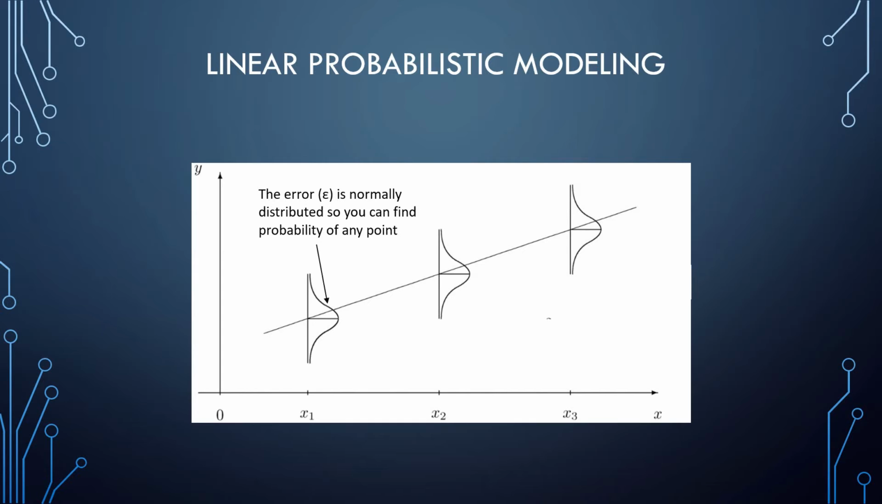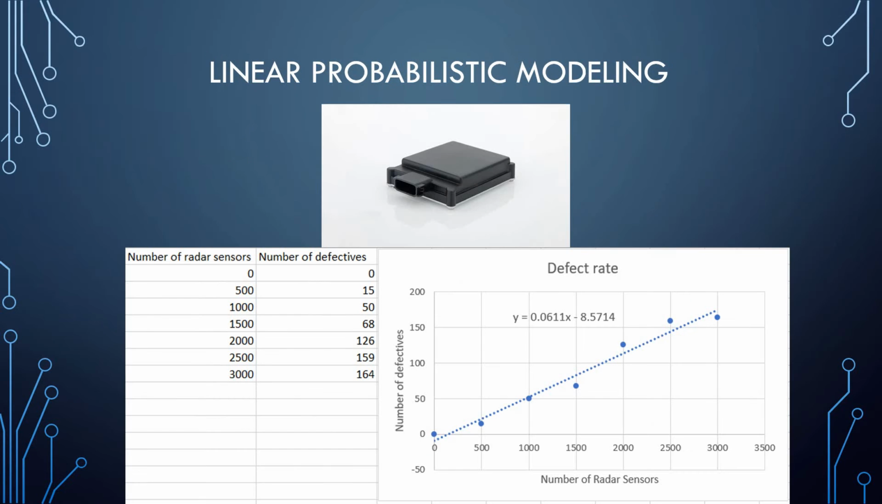If we have x amount of inputs, then using the regression line and normal probability curve, we can calculate the probability of any y value. This is a very powerful tool in quality control because we can use linear probabilistic modeling to see whether a high number of defects is probable.